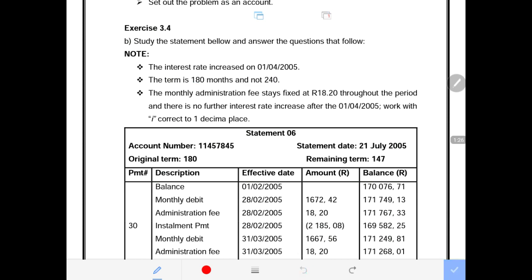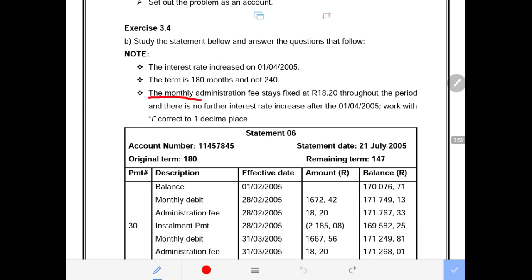The reason why, obviously, most of the time where we have a bond is for a period of 20 years, then 20 years times 12 is normally 240. So the biggest period of repayment is normally 240. The fact that it is 180 highlights that this is not a normal bond of 20 years, but a bond of 15 years, because 15 times 12 gives us 180. But that is not something to worry about.